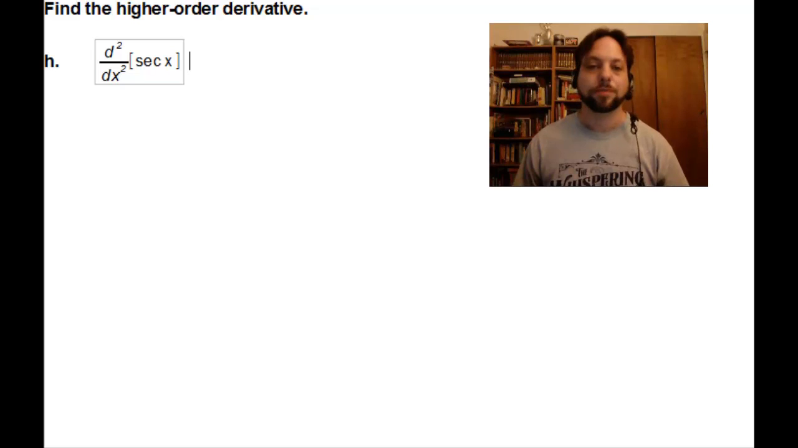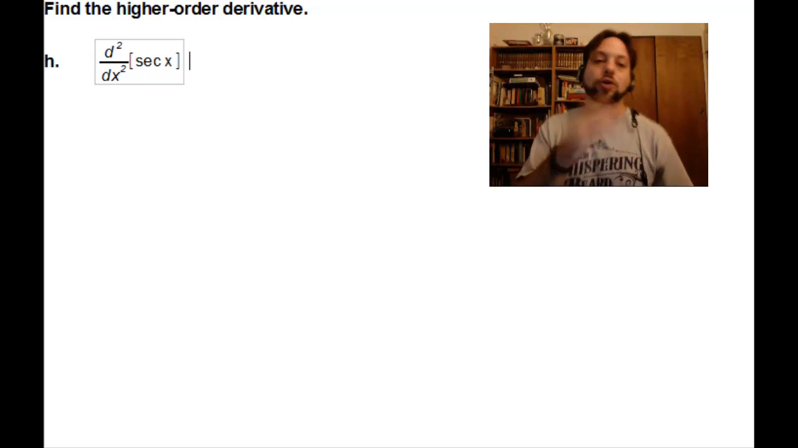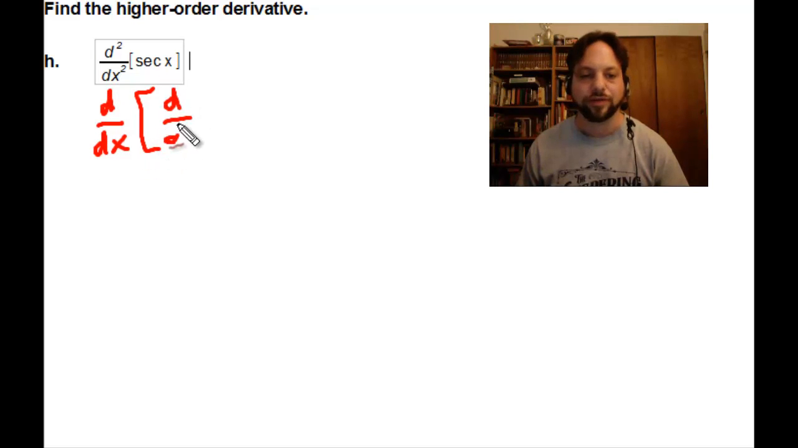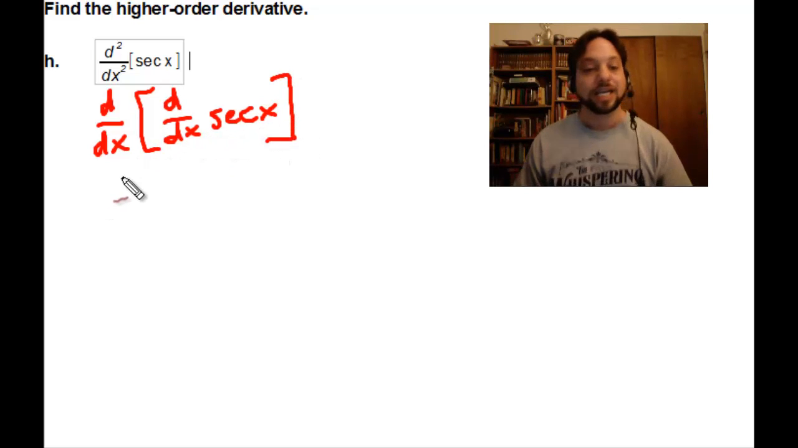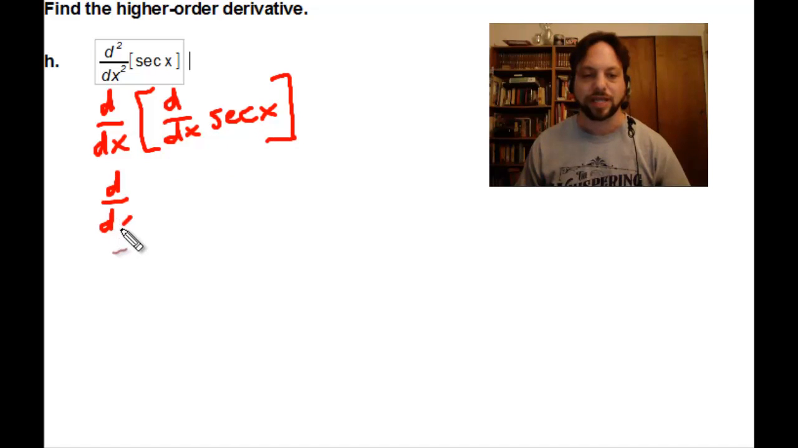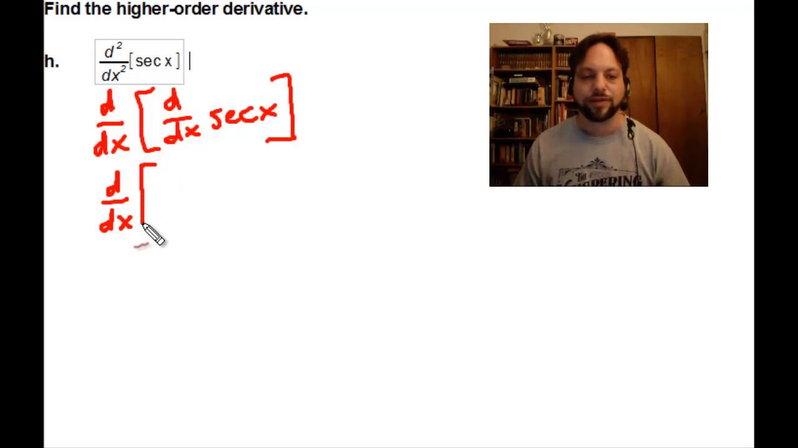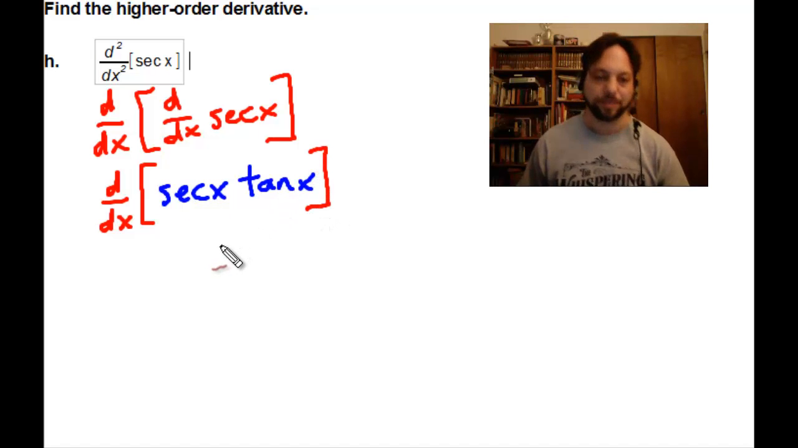In example H, what appears to be a seemingly easy problem could spiral out of control if you don't keep organized with your work. Remember that when we say the second derivative of secant x, what we're really saying is the derivative of the derivative of secant x. And that's quite fortunate because the derivative of secant x is something that we already know. In fact, we just talked about that, 30 seconds ago? So go ahead, look at your box if you need to. But the derivative of secant x is nothing more than just secant x multiplied by tangent x. And now this problem is going to become fun.